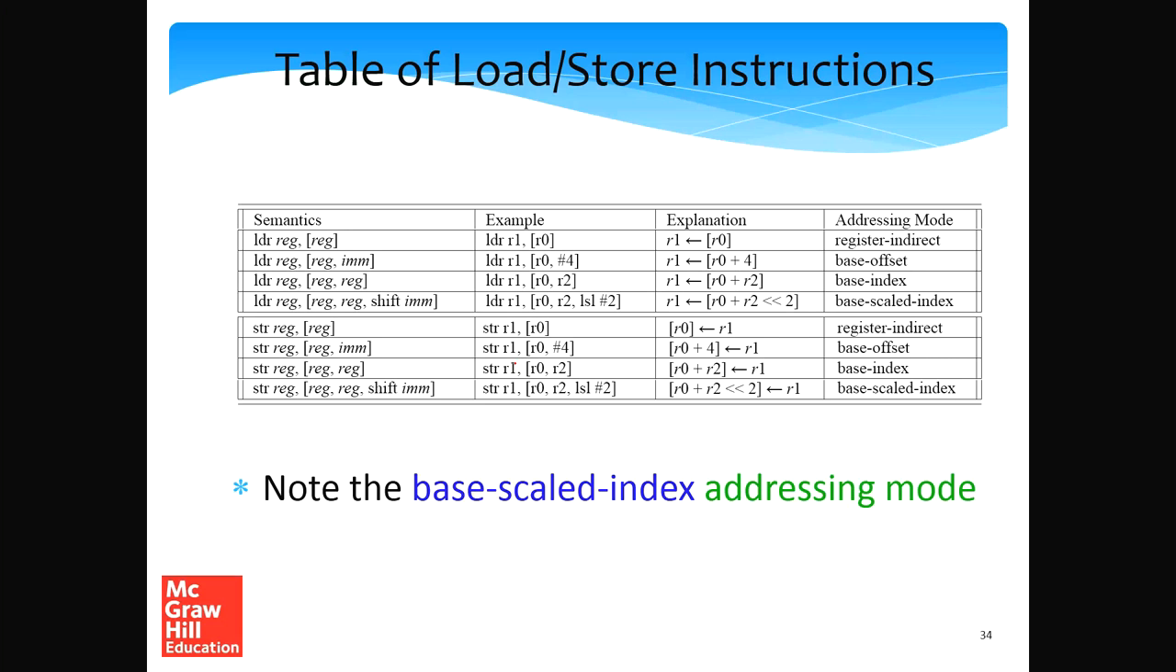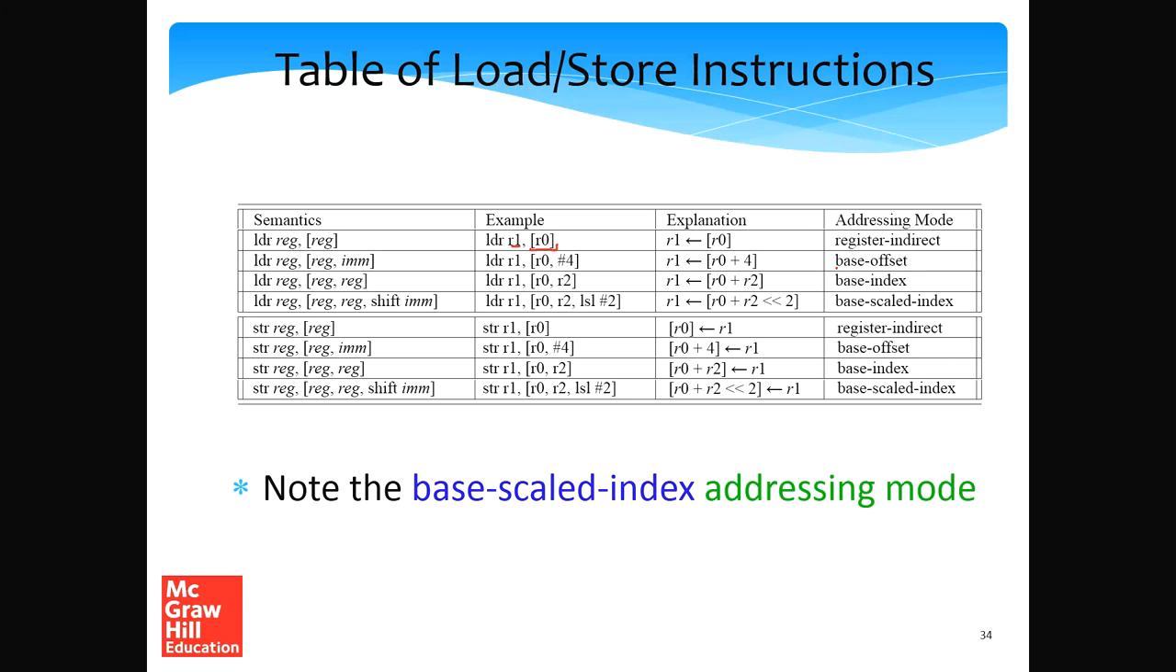So let's take a look at all kinds of addressing modes that are possible in ARM. For load and store, the addressing modes are very symmetric, so we'll only consider the case of load. We can have a regular register indirect mode, which is of the form LDR R1, square brackets R0, where the memory address is given in R0.